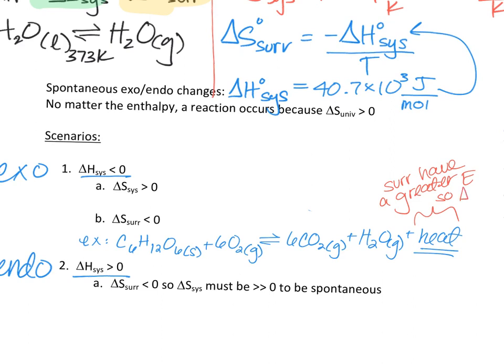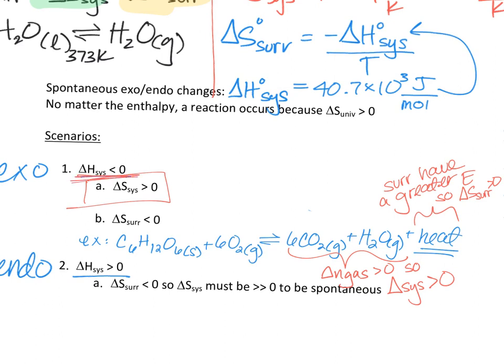So delta S of the surroundings is greater than 0. Just looking at how we would predict what delta S of the system would be, delta n of the gas is greater than 0, so that means that delta S of the system is also greater than 0. So we're looking at scenario A. If delta H of the system is less than 0, delta S of the surroundings is greater than 0, but delta S of the system can also be greater than 0.